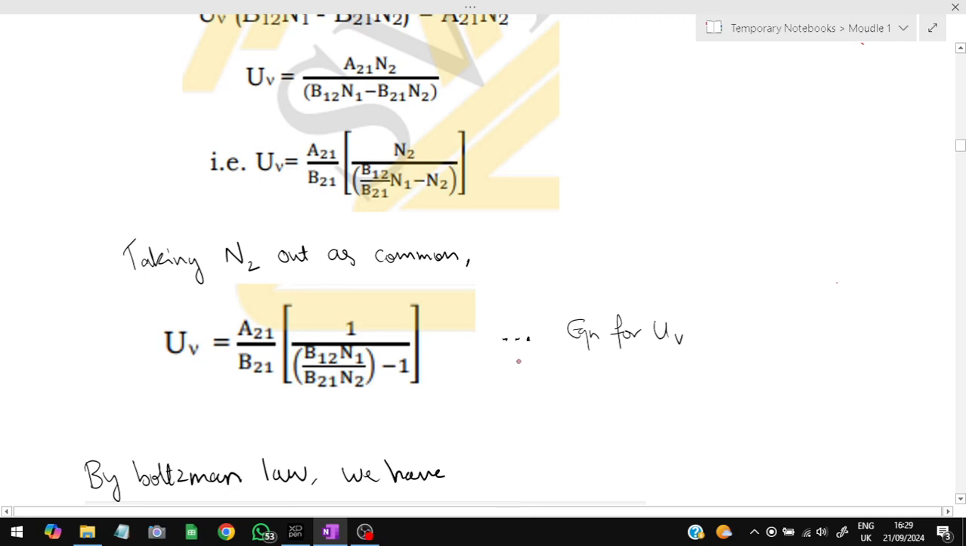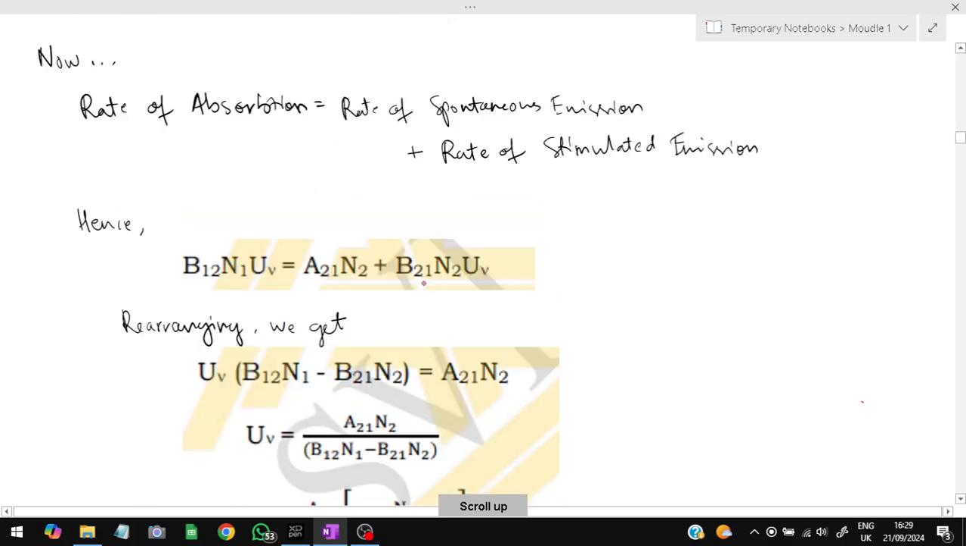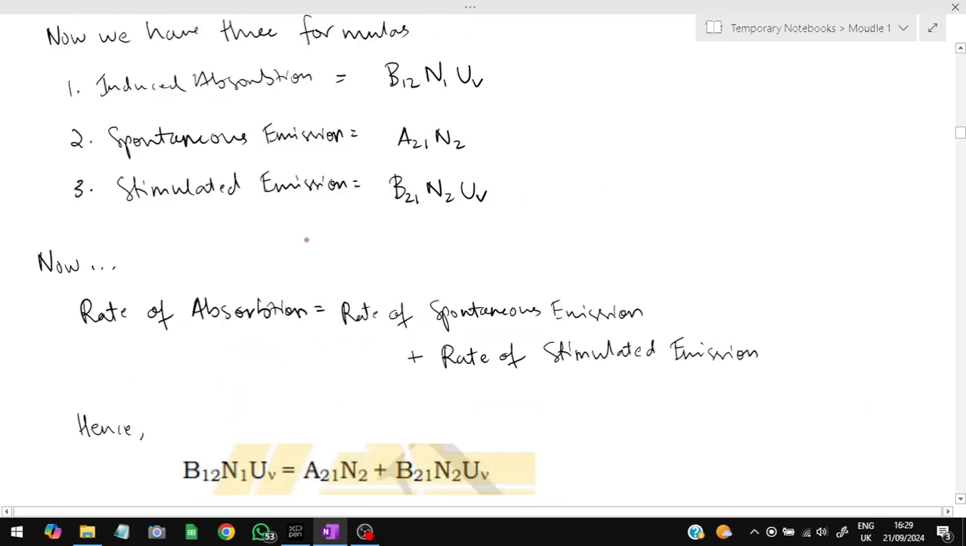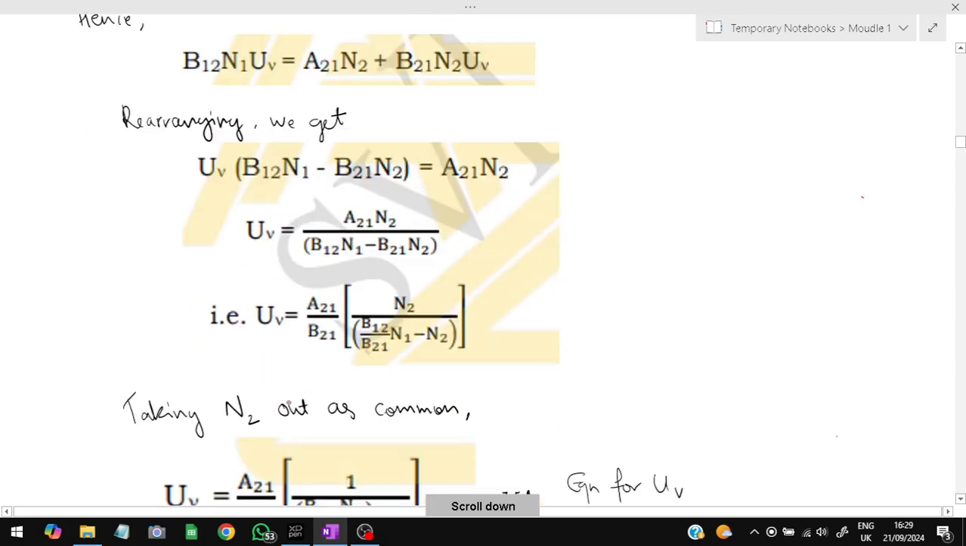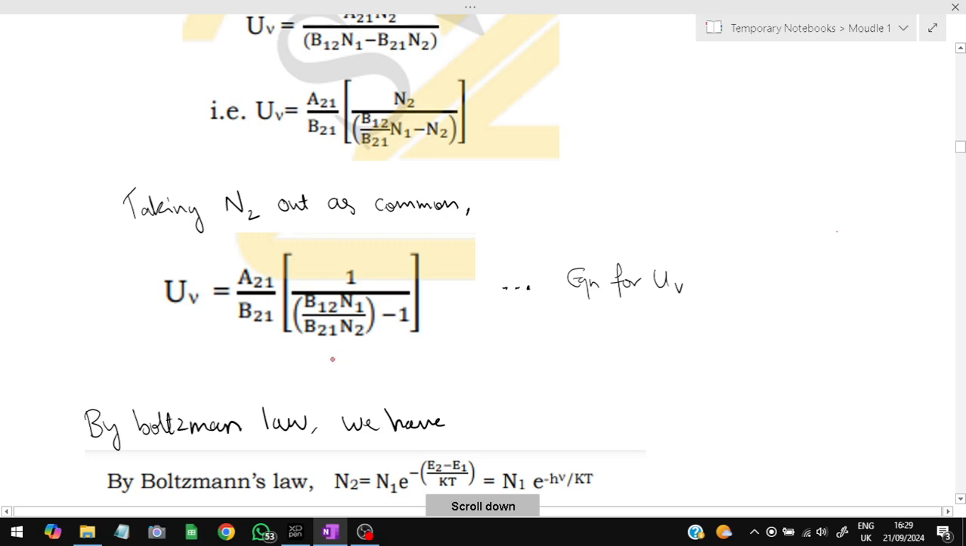Next what we are going to do is take the Boltzmann's law. Till here you just have to remember one thing. Just get these three equations, substitute them, and rearrange the terms. After rearranging, you will be getting the uv value. Just take B12 by B21 out, and N2 out. So you'll be arriving at an equation similar to this one.